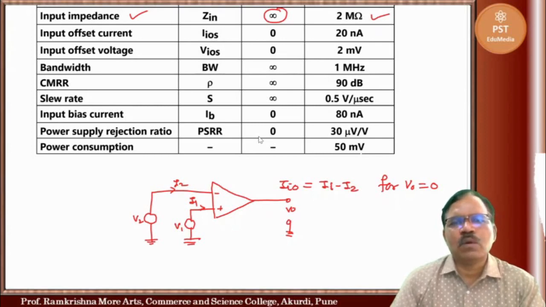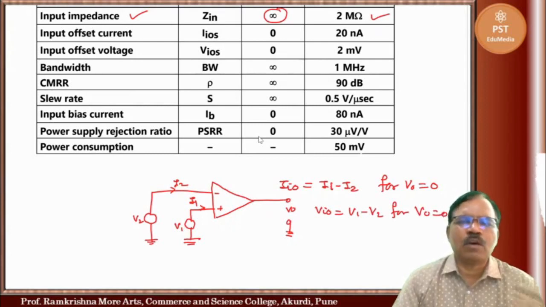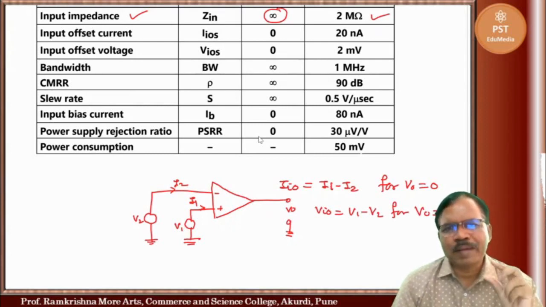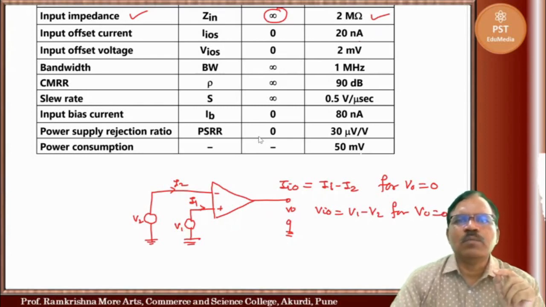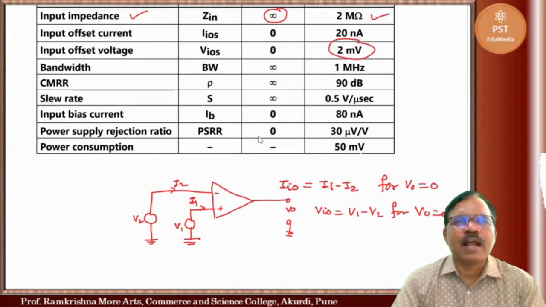And input offset voltage VIO is V1 minus V2 for V0 equal to 0, that means for output equal to 0. So practically there is some difference. Ideally it must be 0, but practically it is a very small value like 2 millivolt and so on. Then bandwidth of operational amplifier, ideally it must be infinite, but practically it is large. Common mode rejection ratio, ideally it must be infinite, but practically it is large.